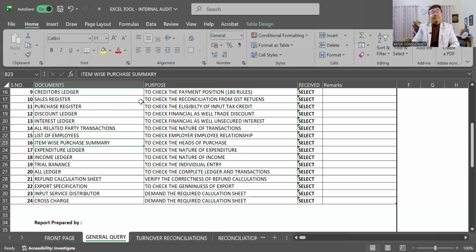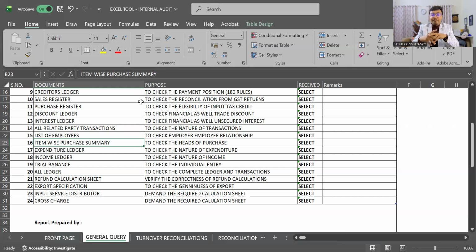Item wise purchase summary, so that we can easily track and trace the heads of purchase. We may check any ineligible purchase is there or not, and if ineligible purchase is there, then whether ITC has been claimed or ITC has been reversed. So we need to check. But for an idea, we need to take the item wise purchase summary. This is also a must essential document, and each and every accounting software is competent to generate this item wise purchase summary.